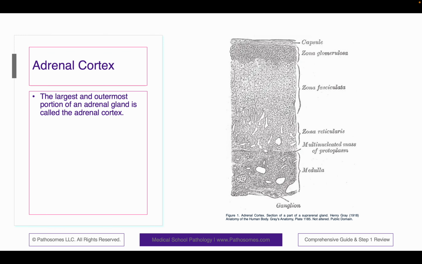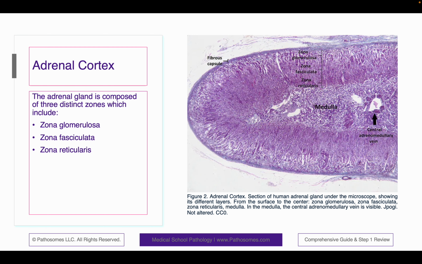So first off, you must know the adrenal cortex. The largest and outermost portion of an adrenal gland is called the adrenal cortex. The adrenal gland is composed of three distinct zones, which include the zona glomerulosa, the zona fasciculata, and the zona reticularis.